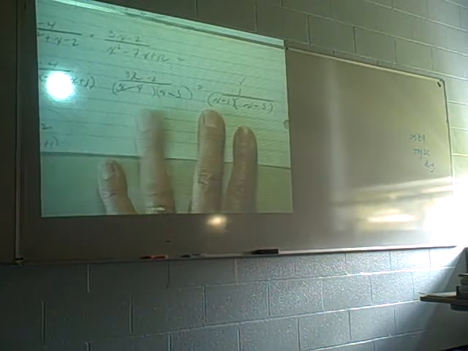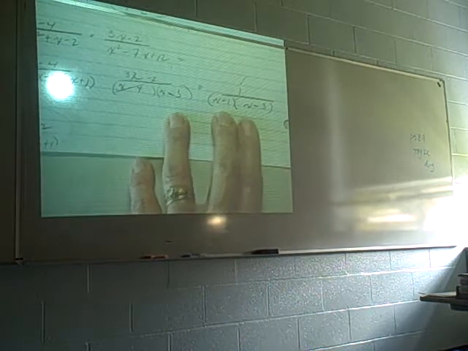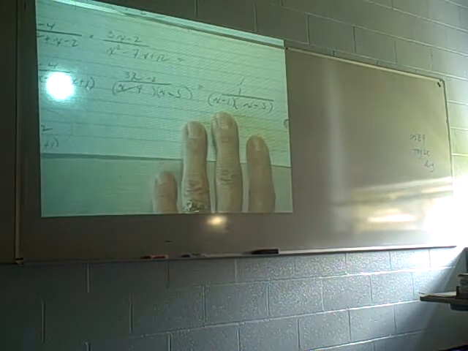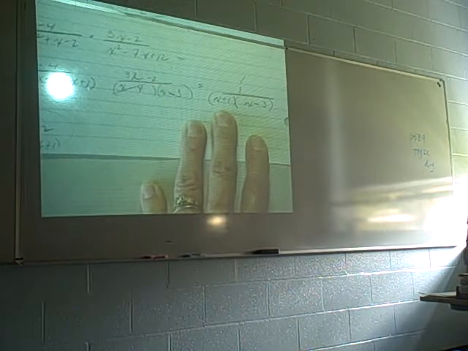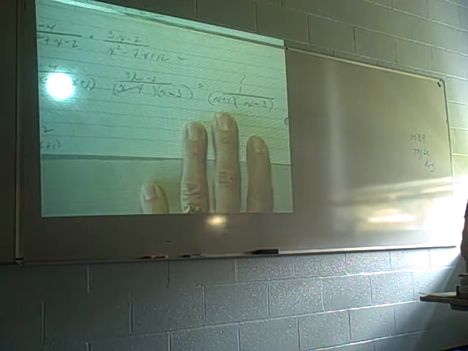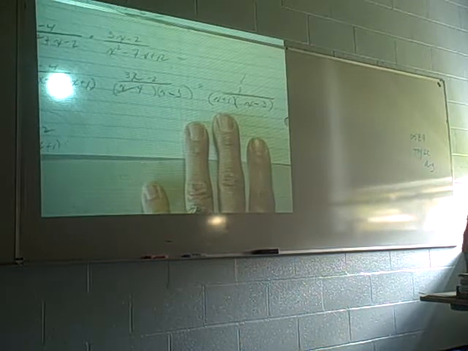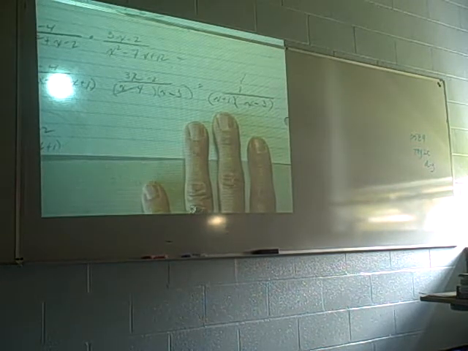Okay, moving on to number 26. 1 over x plus 1 times x minus 3. And if you're not getting them, just raise your hand. I'll show you the factors. This one is 26. What was the answer to 26?